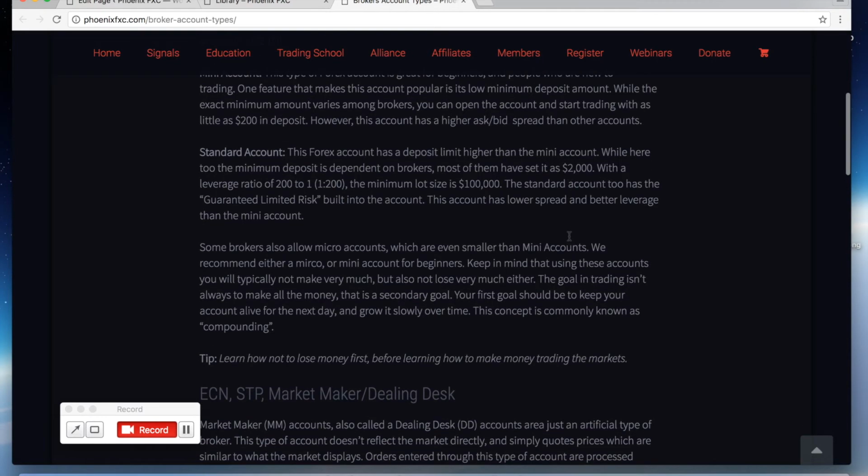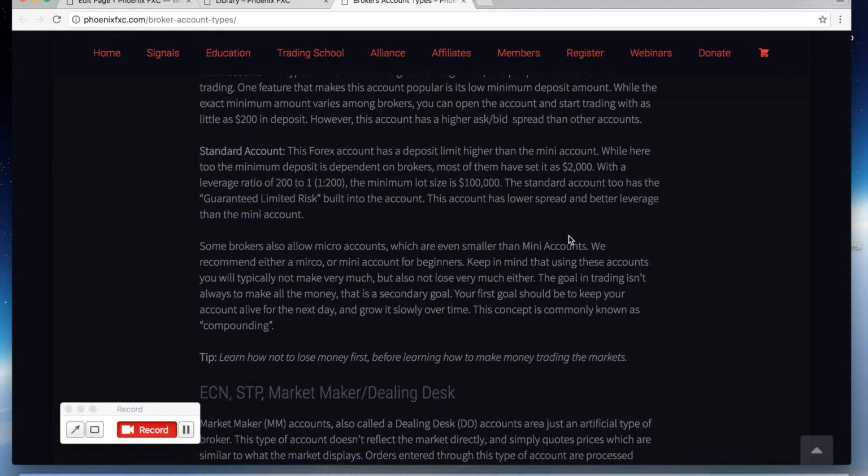Now, a standard account has a higher deposit limit. This is a normal account where the deposit is highly dependent on the broker, but a lot of them have it set to like $2,000. Leverage is usually 1 to 200, but I've seen 1 to 500. I've seen 1 to 3,000. I mean, you can get really ridiculous with leverage. And if you need to understand more about leverage, watch our risk management video, as well as for lot sizing and everything like that.